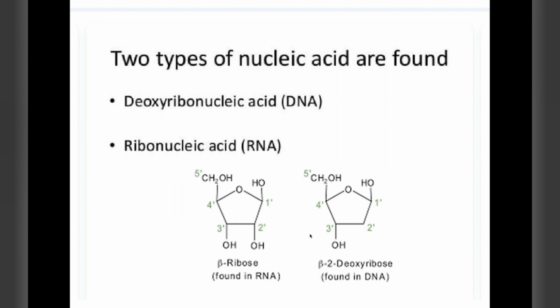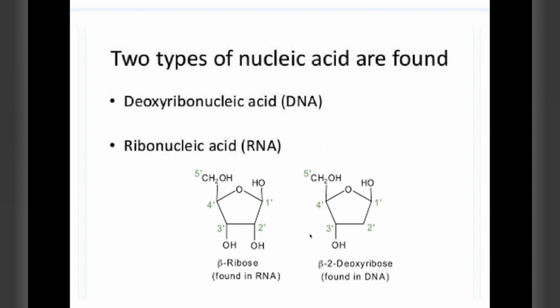There are two types of nucleic acid: deoxyribonucleic acid, DNA, and ribonucleic acid, RNA. You can see the structure given here, and just notice the numbering of carbon atoms given for each structure. From the right hand side, middle starts 1, then down is 2, left side bottom is 3, then you have got 4 and 5 positions. So you have to remember the structure thoroughly.